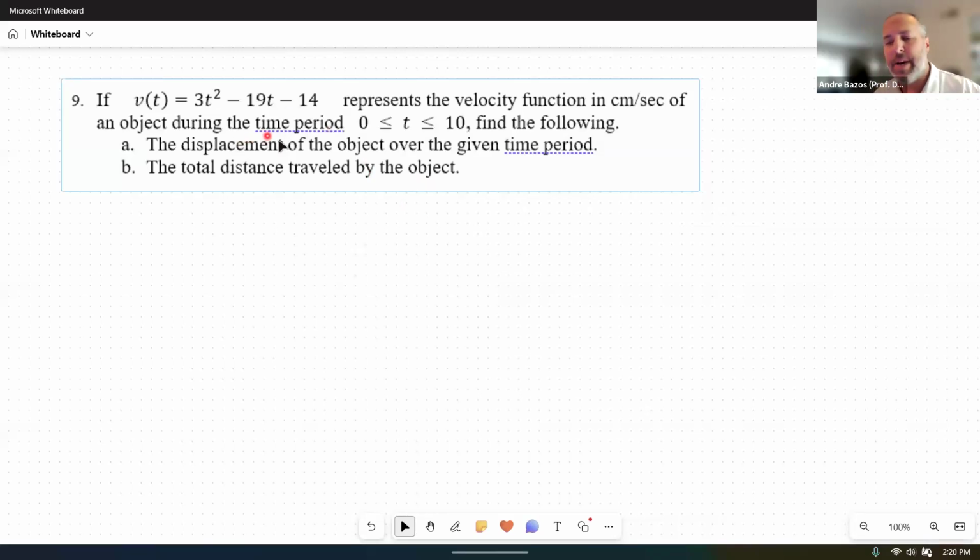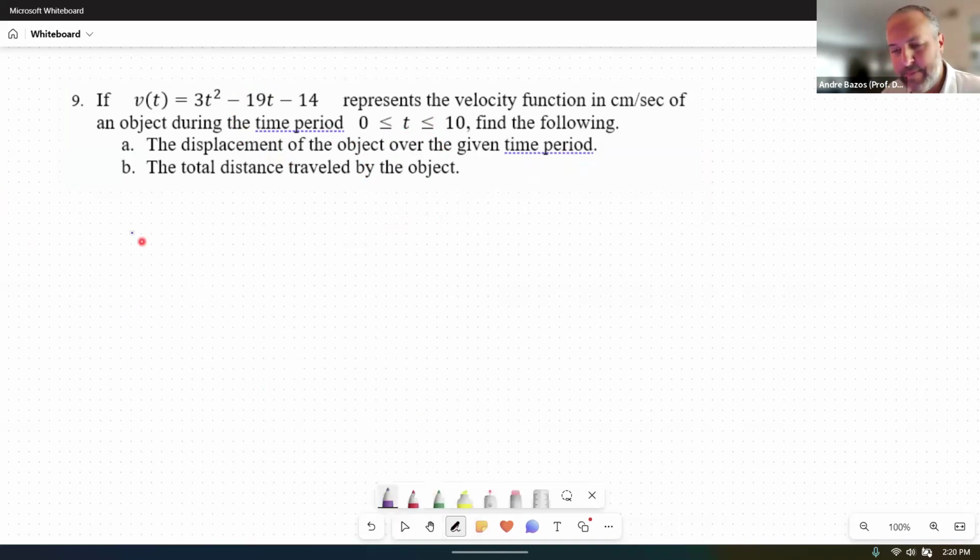Find the following: the displacement of the object over the given time period, the total distance traveled by the object. So I'm just making sure we understand it's a time period, not just a period or something. You understand this is an element of time, so that's why it's underlined. It's trying to correct me, but I want to make sure you understand what we're talking about there. t is a time, right? And we're plugging into the velocity function and it spits out the velocity in centimeters per second.